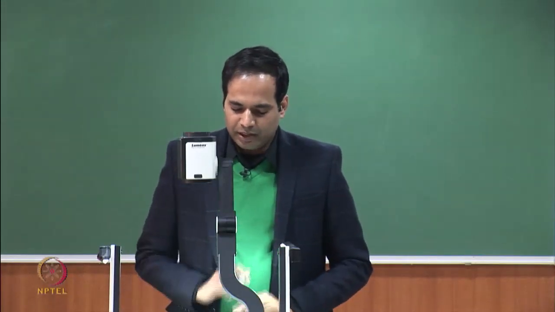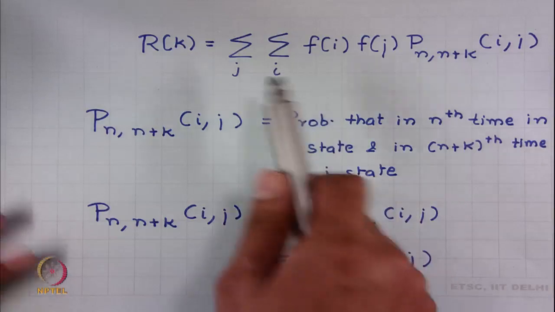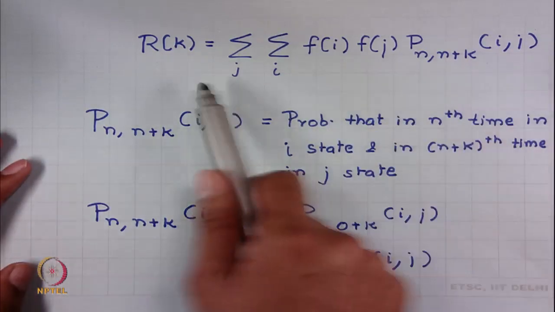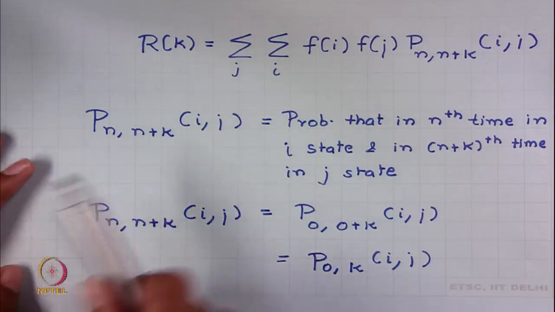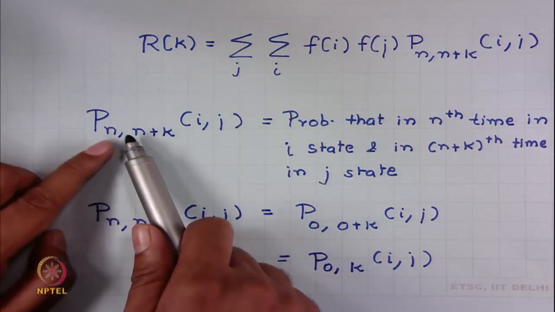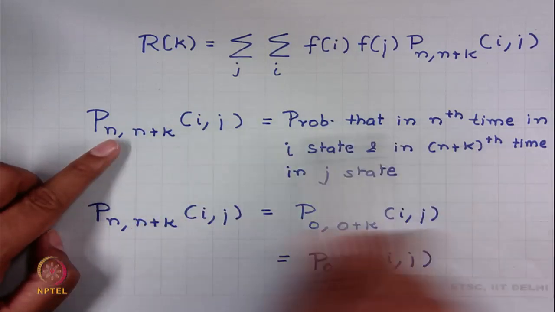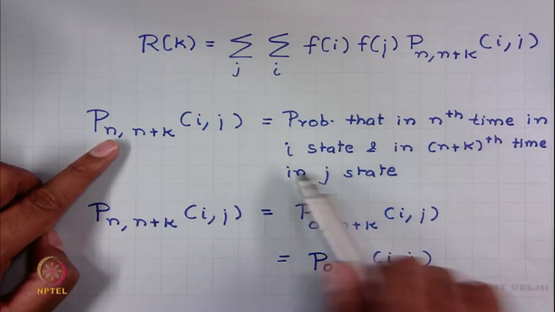Okay. So, let me summarize the autocorrelation function. If you have to find it for a Markov chain, you need to run this summation for all values of I and j. Let me remind you what this notation means. It tells me the probability that at the nth time I am in a state I, and at the n plus kth time I am in a state j.